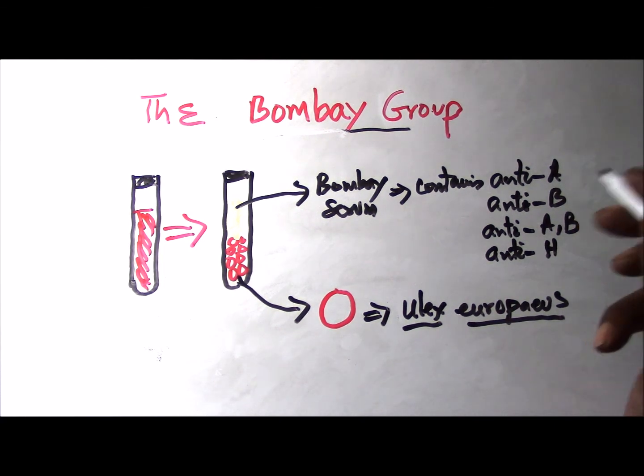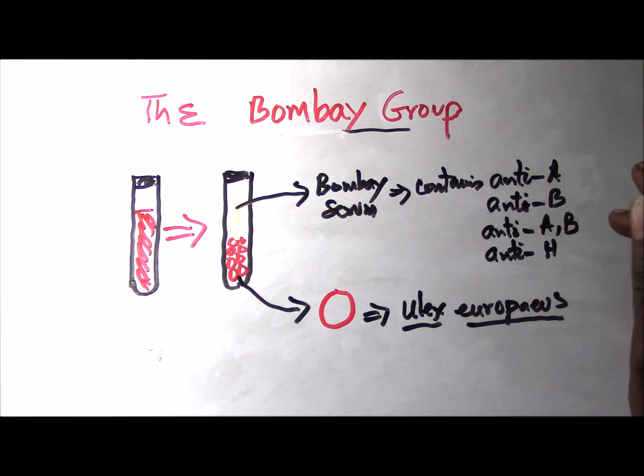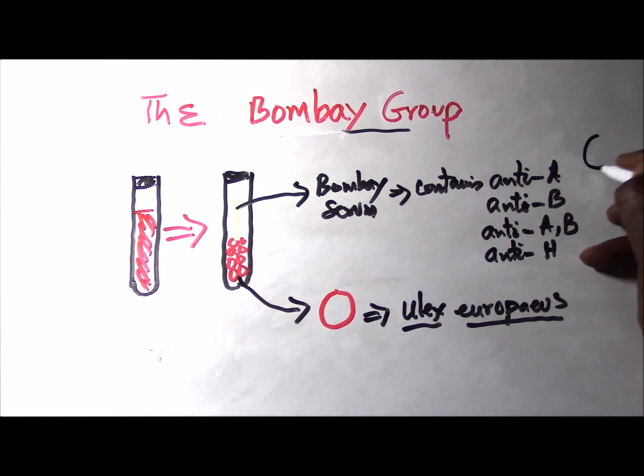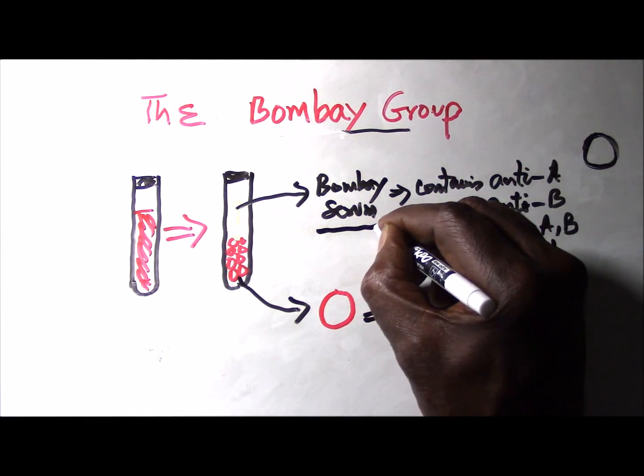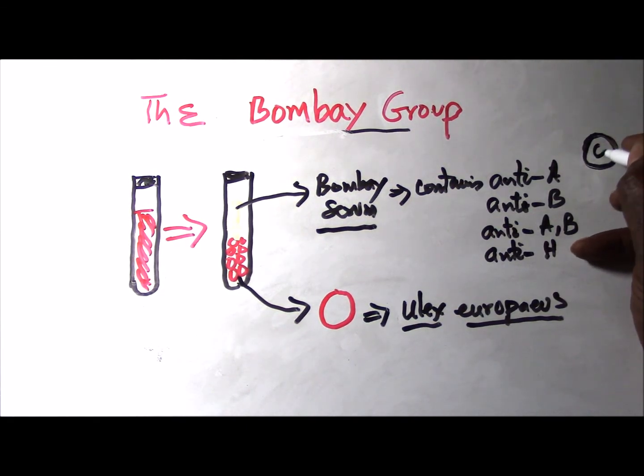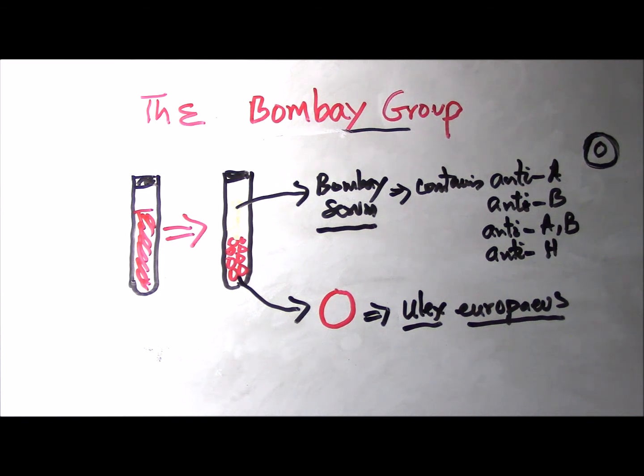Now, here is a trickier question. What if you reacted the patient's serum with group O donor cells, knowing that the group O donor cells, from your knowledge of the group O, don't have the A antigen, don't have the B antigen. You are reacting this Bombay serum with group O donor cells. What do you expect? Agglutination or no agglutination? Well, let's look at it this way. First of all, there will be agglutination. And why is it? Here is the reason.